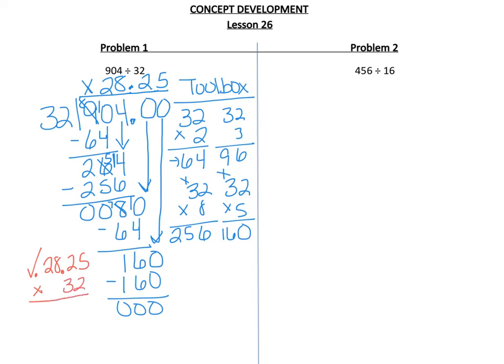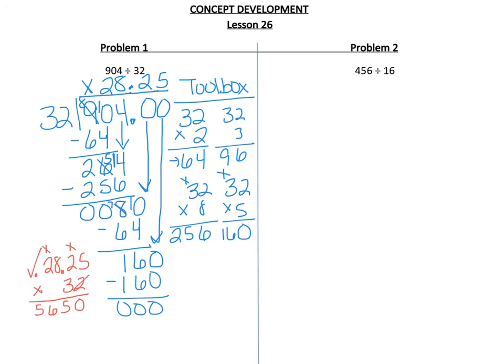2 times 5 is 10, carry the 1. 2 times 2 is 4, plus 1 is 5. Notice I'm lining everything up. Don't add the decimal yet. 2 times 8 is 16, carry the 1. 2 times 2 is 4, plus 1 is 5.